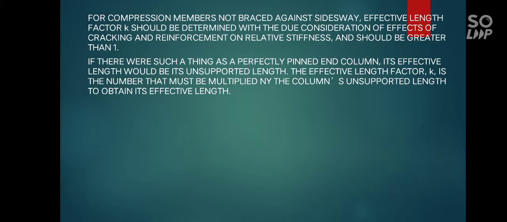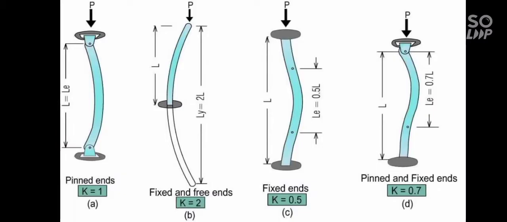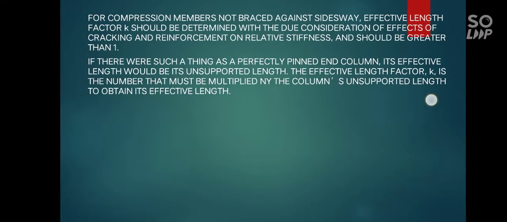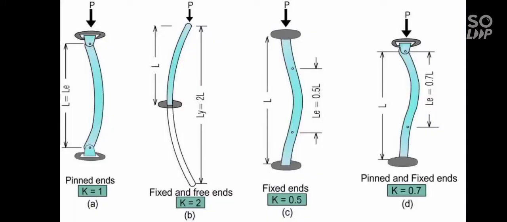If there were such a thing as a perfectly pinned end column, its effective length would be its unsupported length. The effective length factor K is the number that must be multiplied by the column's unsupported length to obtain its effective length. So makita mo sa illustration guys, mao ni ang ilang mga equivalent sa ilang K, which is ang effective length. Atong laktawan.